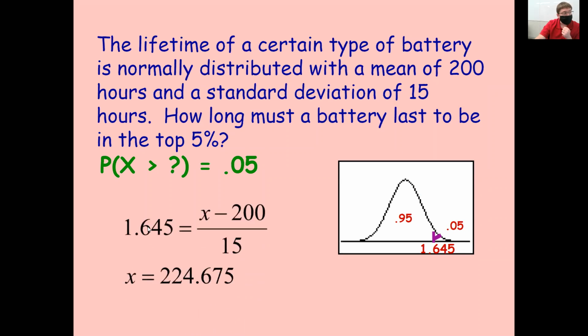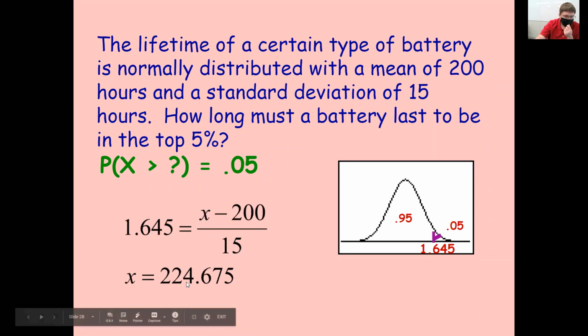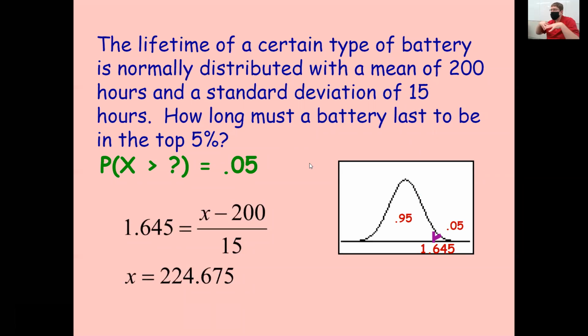Now that I have a z-score, and I already know the average and standard deviation from the problem, because the average is 200 and the standard deviation is 15, I can use this equation again and do a little bit of algebra to figure out my missing number. You multiply these two things, 1.645 times 15, and you get this equation. Well, it's a negative 200 over here, so we add 200 to both sides. This cancels out, and we're left with just our x at 224.675. Again, your calculator will do this for you, but I'm just letting you see how it works the old school way.